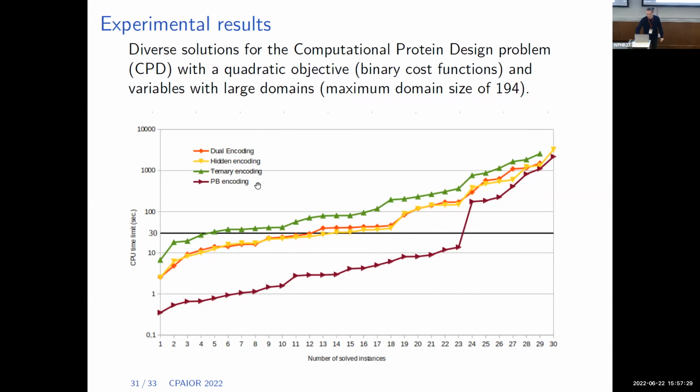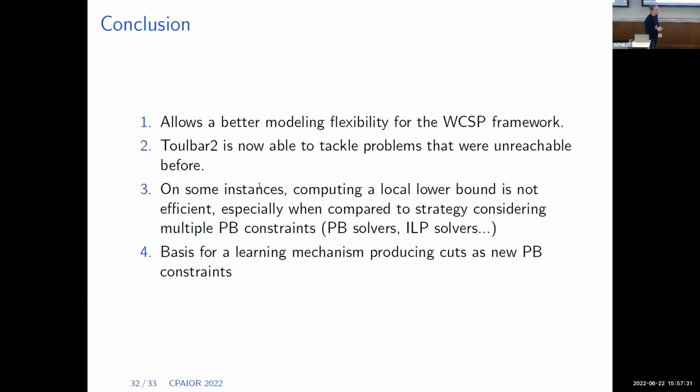To conclude, this work allows better modeling flexibility for the WCSP framework. It's now possible, for example, to take an arbitrary global constraint, decompose it into linear constraints, put this into a WCSP framework and solve the problems, which was not possible before because we would need to define some way to propagate this global constraint.